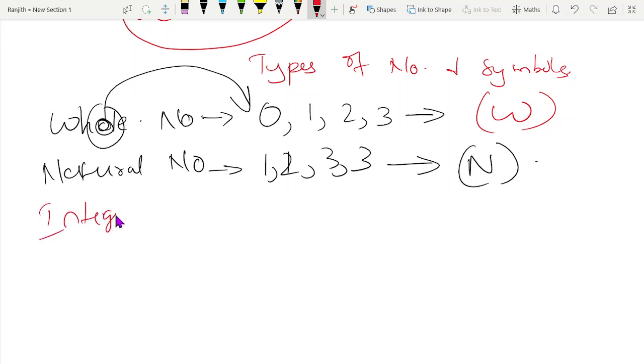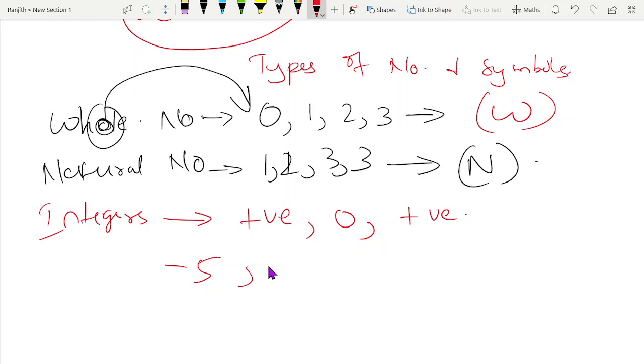What do you mean by integers? Negative and positive numbers. It has negative, 0 and positive. All three. Do whole numbers and natural numbers have negatives? No, sir. Remember that. Whole numbers and natural numbers don't have negatives. They are always positive. Integers have all three.